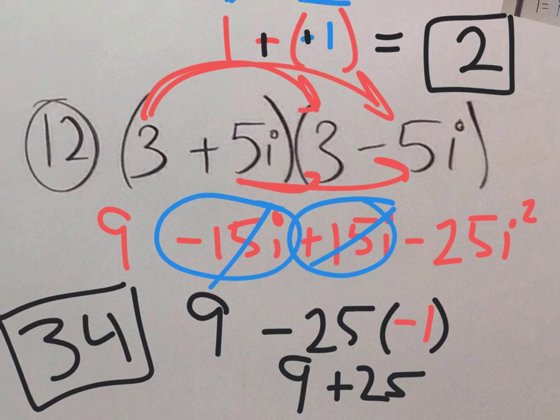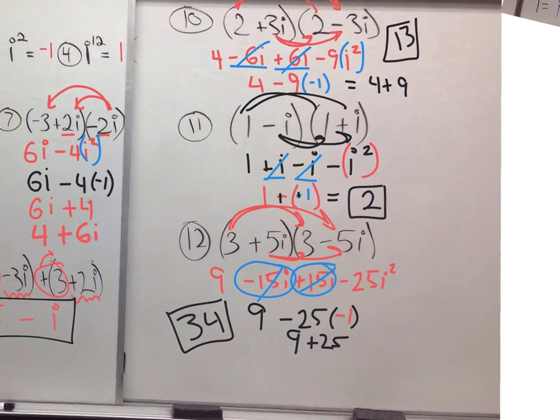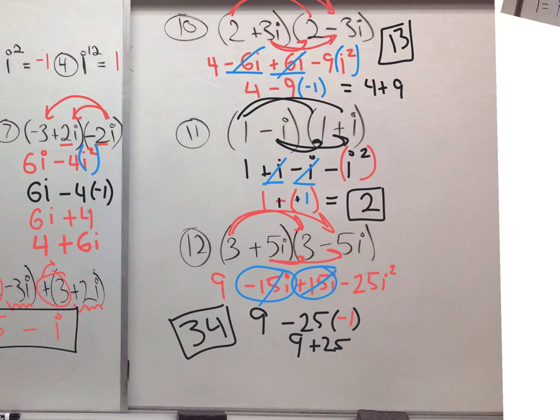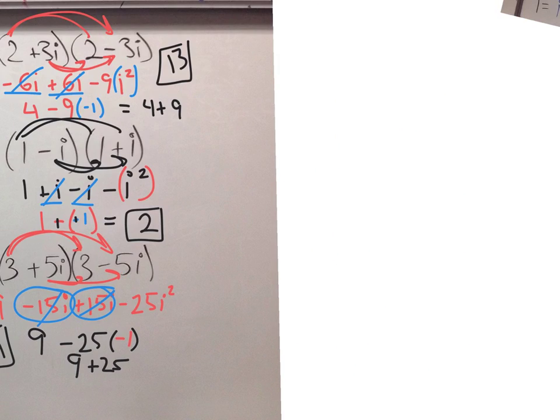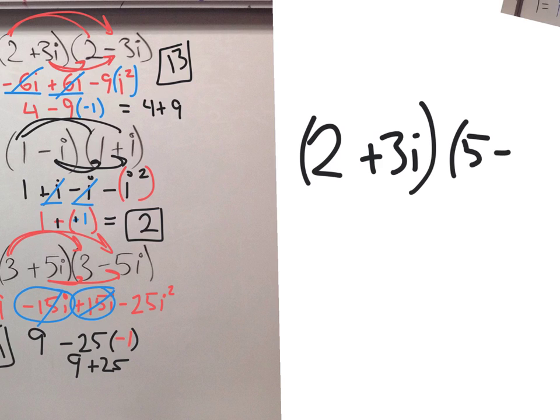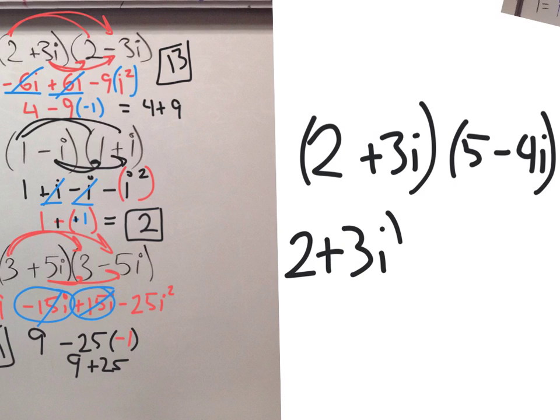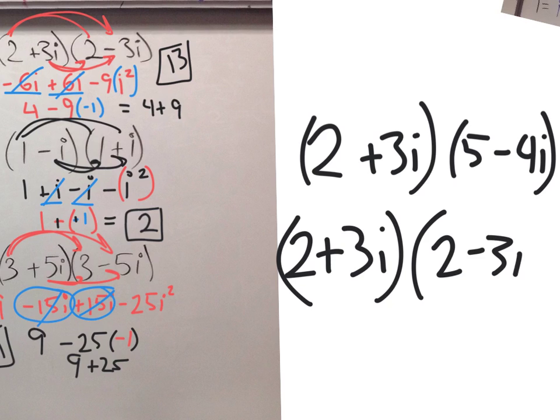Now, that's not a coincidence, guys. When you have the same exact binomial and that middle sign changes, it cancels out all imaginary values. Now, it has to be the same exact binomial. So if for some reason I had 2 plus 3i, and then 5 minus 4i, and I distributed, the i's are not going to cancel out. It has to be the same exact binomial for it to cancel out the i's. So if I had 2 plus 3i, I'd have to multiply by 2 minus 3i, and that would cancel out the i's. Okay? So this is called the conjugate.